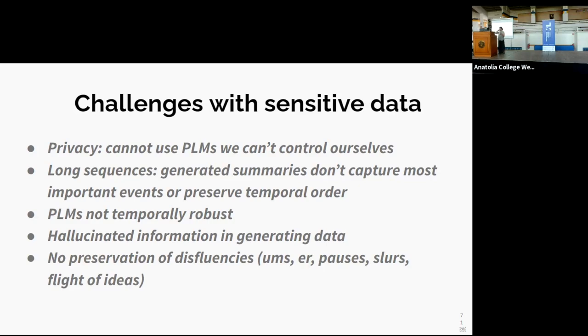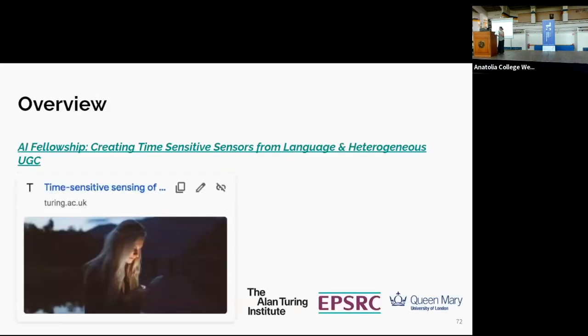So if you're looking at, for example, understanding someone with a mental health issue, the disfluencies and generating these is quite important. So this is a program of work that is concerned with capturing changes in individuals over time through their language and other digital content they produce online. And it's a collaboration with people who work in NLP, mathematics, statistics, social sciences, psychology, and psychiatry.